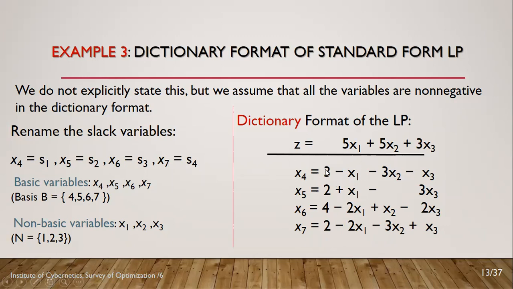So then the part with variables here will disappear, and the value of x sub 4 becomes 3, x sub 5 becomes 2, x sub 6 becomes 4, and x sub 7 becomes 2. And this will give us a feasible solution to our problem because everything is non-negative as required.